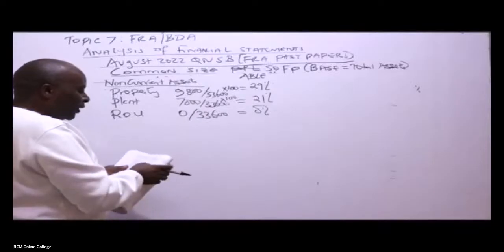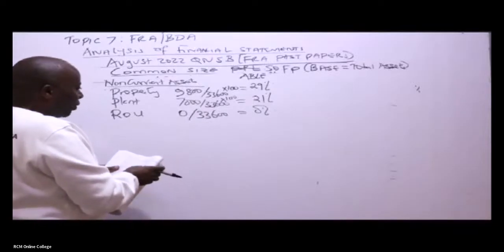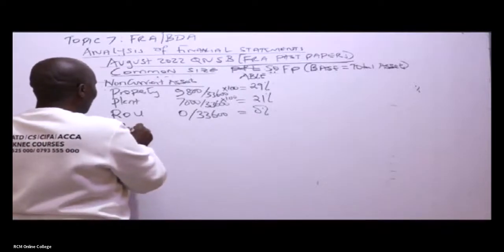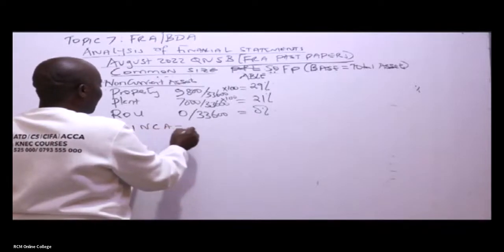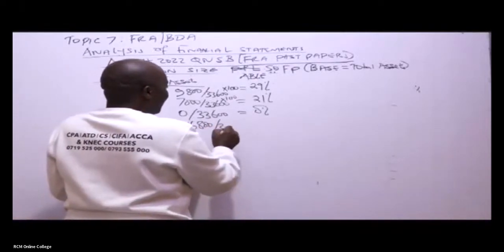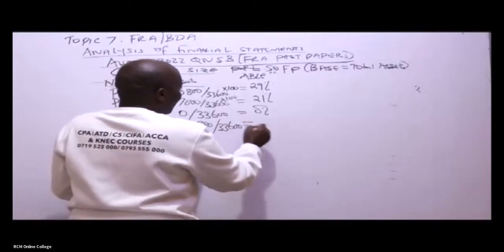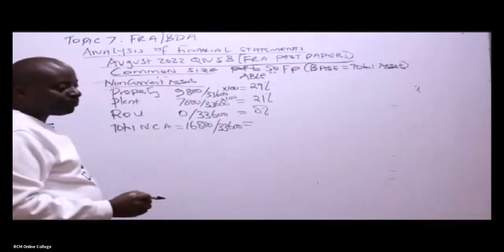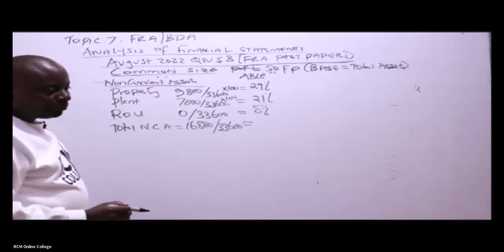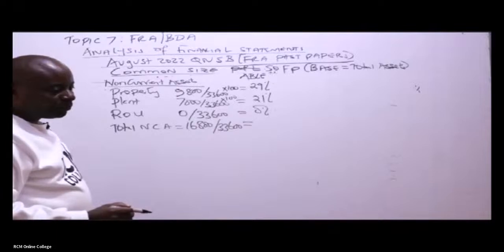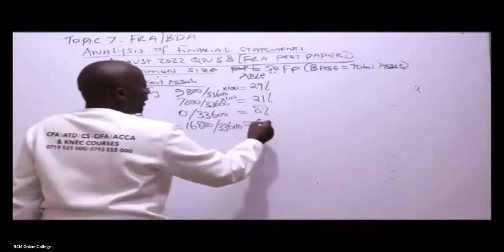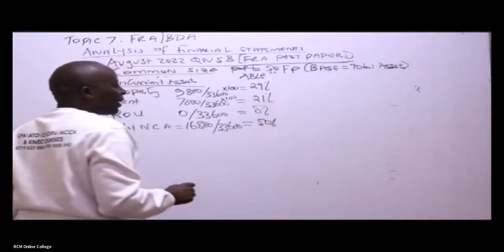All right. Then we have the total figure. Don't omit anything. So in this case, we have the total non-current assets. I can see a figure of 16,800. Don't omit anything. Divided by 33,600, which will end up giving us what figure, ladies and gentlemen? %, which basically is the sum of this.